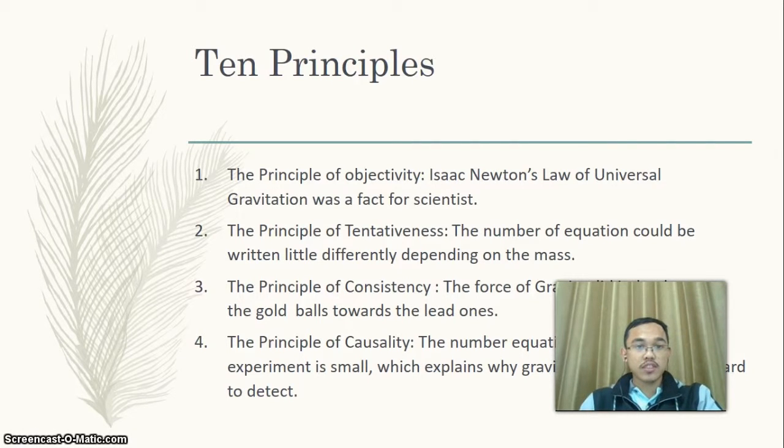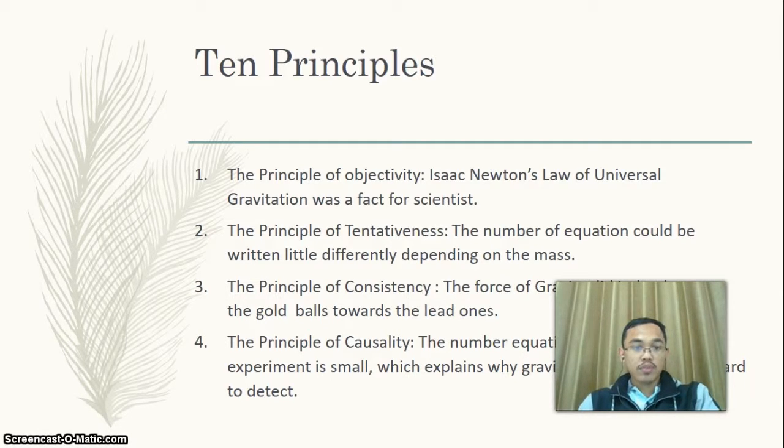So the first principle, the principle of objectivity. Isaac Newton's law of universal gravitation was a fact for scientists. Second, the principle of tentativeness. The number of equations could be written a little differently depending on the mass. The third, the principle of consistency. The force of gravity did indeed attract the gold balls toward the lead ones.